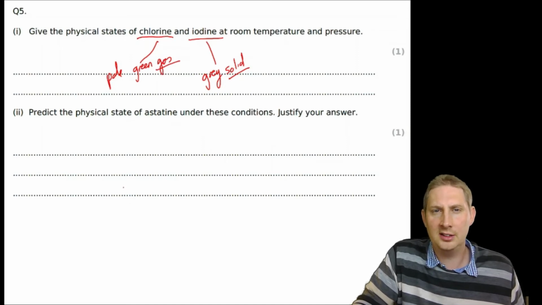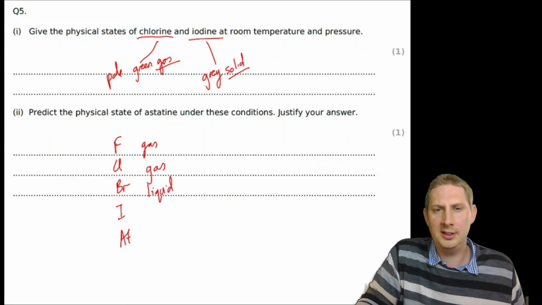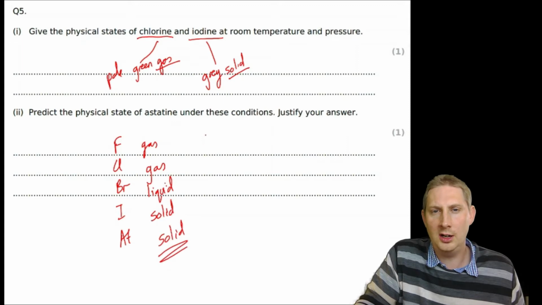Predict the physical states of astatine under these conditions. Well, we've got fluorine, chlorine, bromine, iodine and astatine. Fluorine is a gas at room temperature, chlorine is a gas, bromine is a liquid, it's one of only two liquid elements at room temperature. Iodine is a solid, so we'd expect astatine to be a solid as well. Justify your answer. Well, as you go down, the molecules get bigger, so bigger molecules. So that means stronger intermolecular forces.